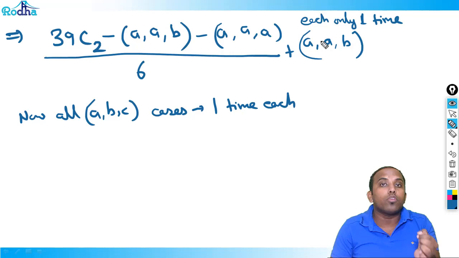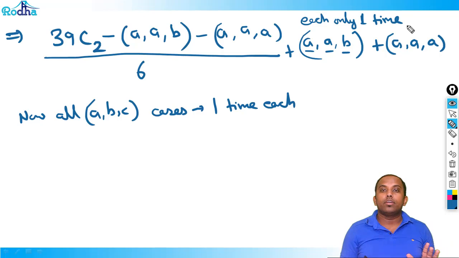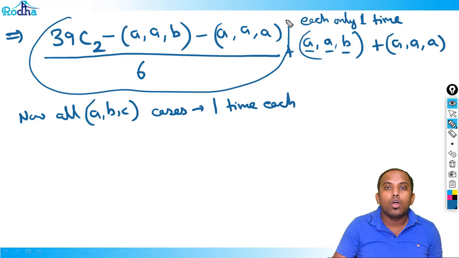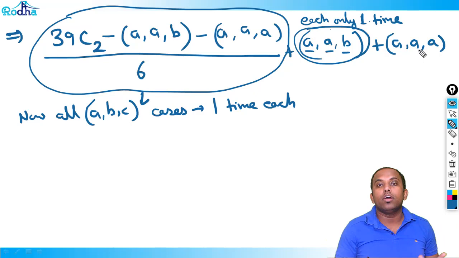So AAB means what? I'll add back all the cases of AAB, and then if any, I'll add the cases of AAA also, only one time each. So that's the pure logic behind this. In this part, all ABC cases are occurring only one time. In this part, all AAB cases are occurring only one time. So nothing is getting repeated now. This is my total solution, and there's a logic behind it. But it's quite simple now.